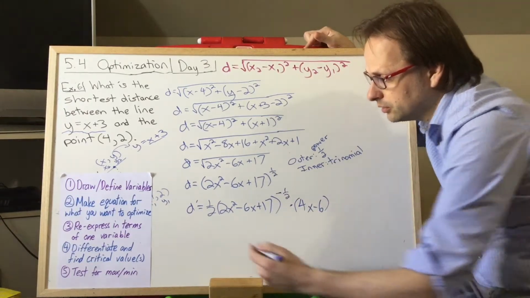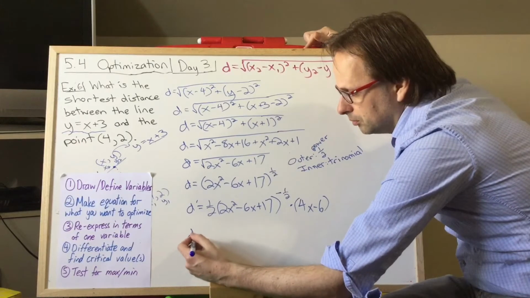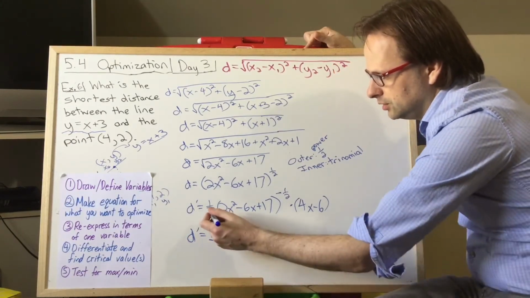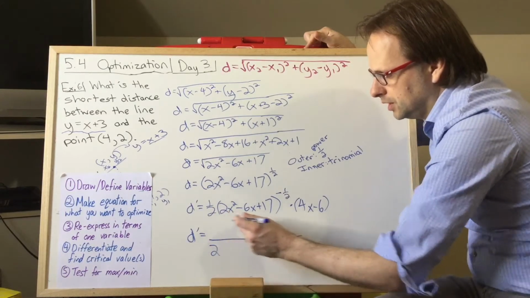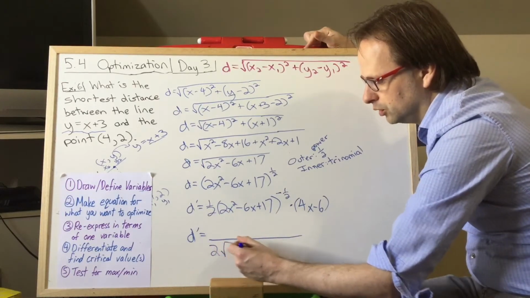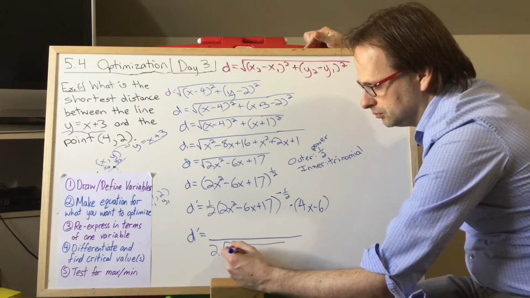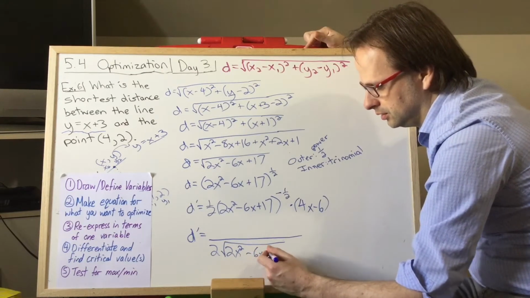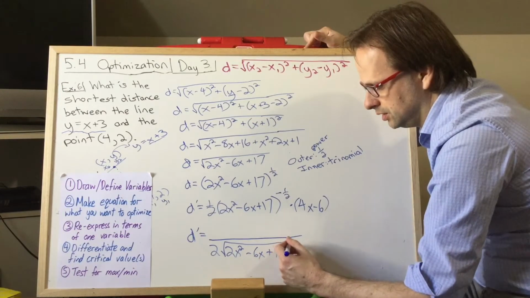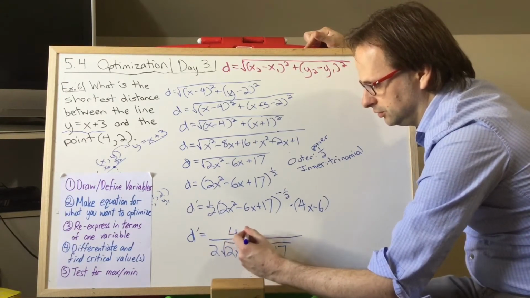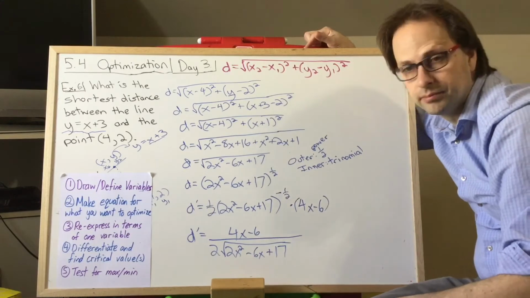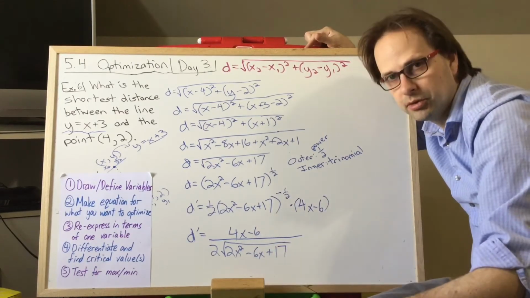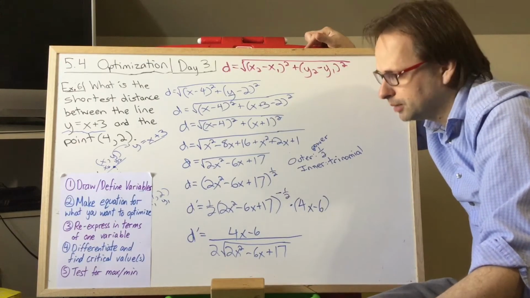Now I can put those together in maybe a slightly prettier form because it looks like a big old mess. So if I write this as one fraction, this 2 belongs on the bottom. This whole trinomial is a square root on the bottom, minus 6x plus 17, and then this 4x minus 6 goes on the top. If you wanted to, you could factor this out and reduce it. It doesn't help us a whole lot, so I'm not going to bother to do it, but absolutely that's an option.